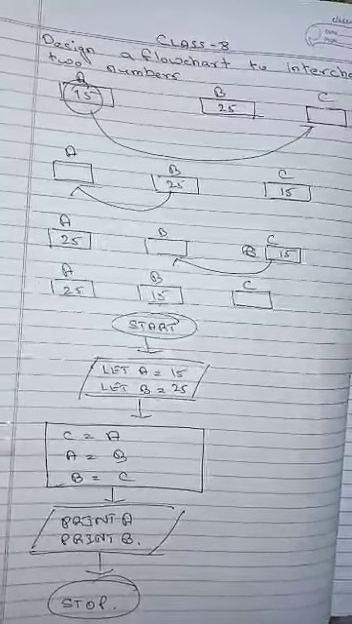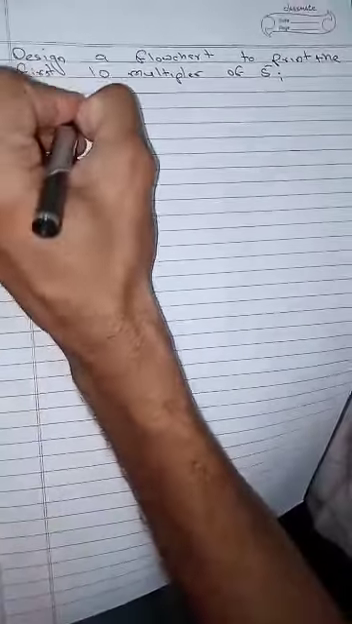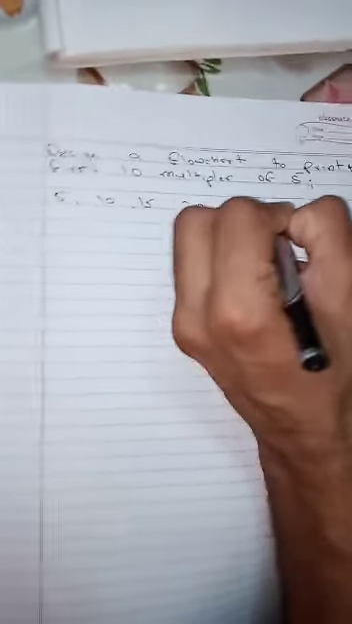So let's move on to the next question. Design a flowchart to print the first 10 multiples of 5. Children, I said multiples of 5. That means 5, 10, 15, 20, 25, 30, 35, 40, 45 and 50. So let's start.